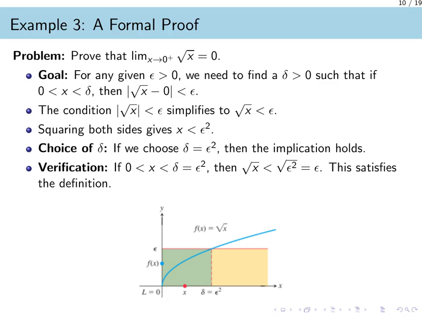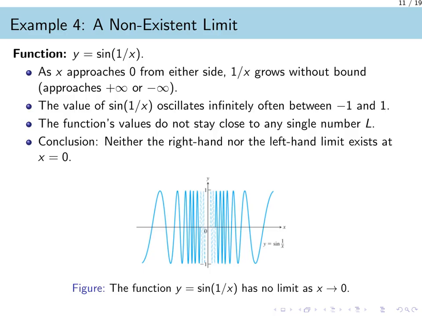This gives us a clear strategy. We can simply choose our delta to be equal to epsilon squared. By making this choice, we guarantee that if x is in our small interval defined by delta, the square root of x will be in the target interval defined by epsilon, which formally proves the limit is 0. Now I will explore a classic example where a limit fails to exist, which helps solidify our understanding of the definition.